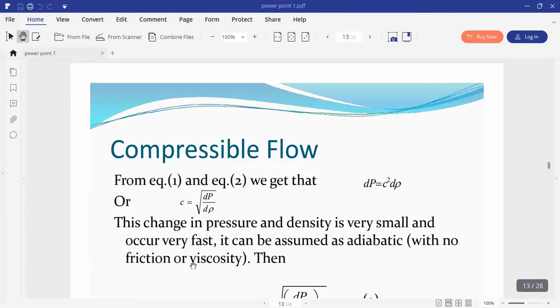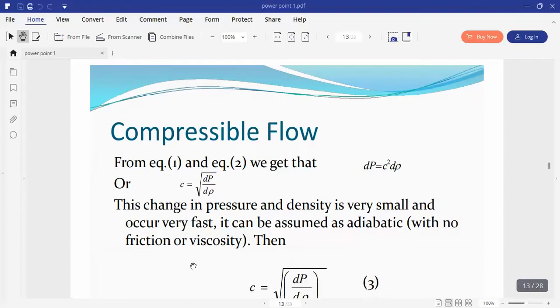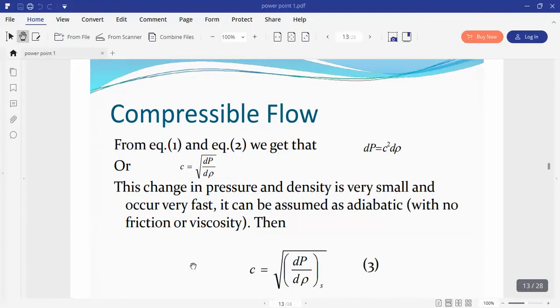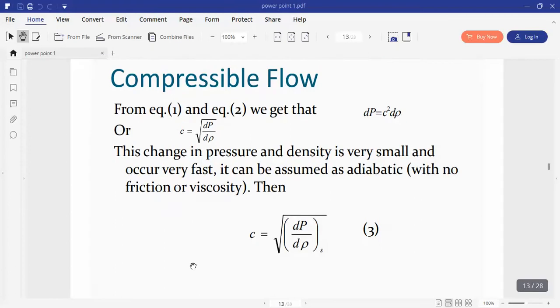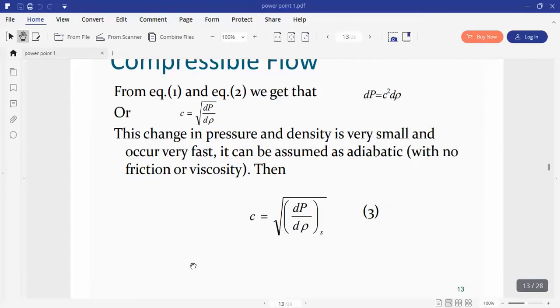This change in pressure and density is very small and occurs very fast. It can be assumed as adiabatic with no friction and viscosity. Then C equals the root of dP by d rho at constant entropy.